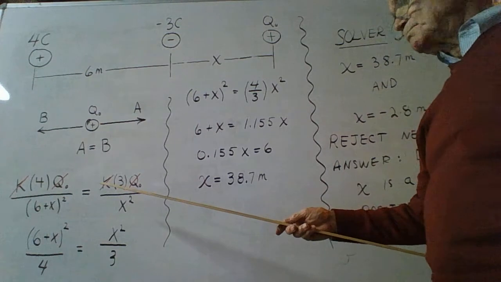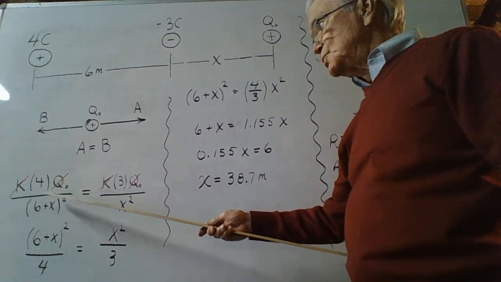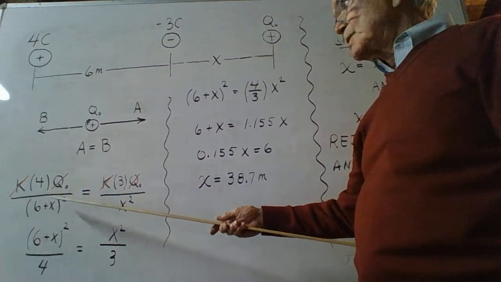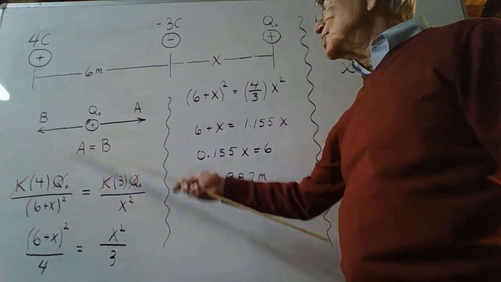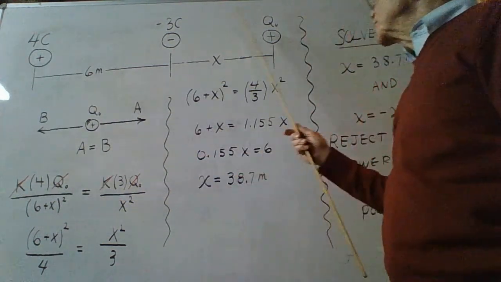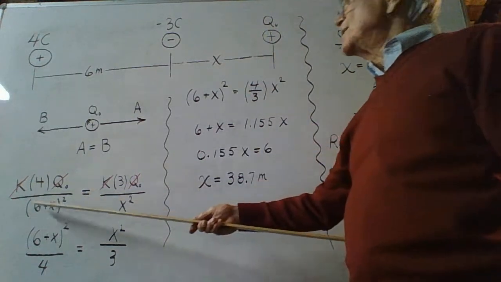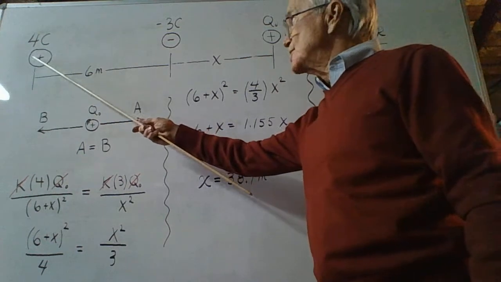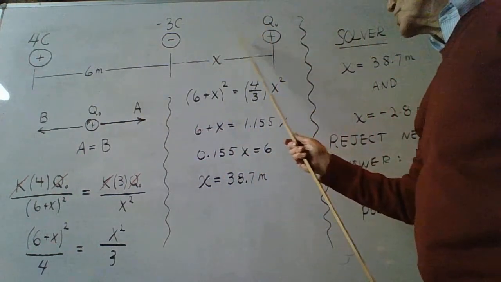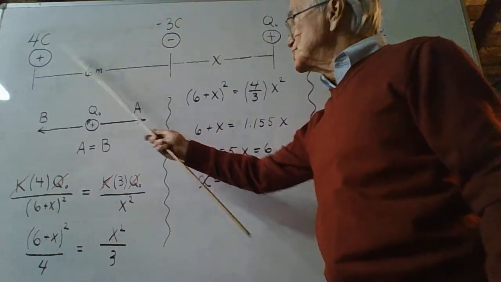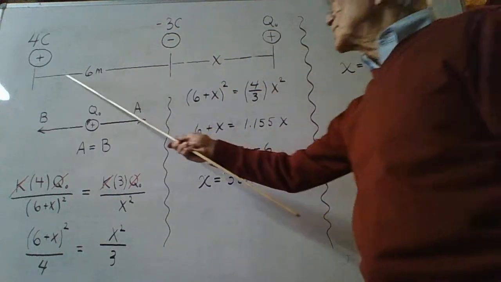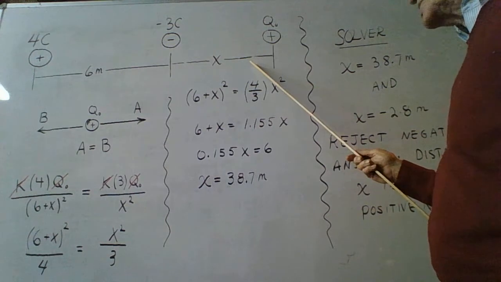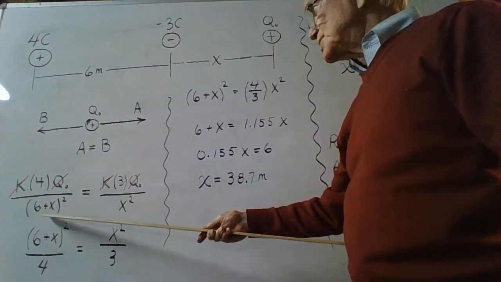So the force law is KQQ over R squared, KQQ over distance squared. There's your K, there's your Q, here's your other Q naught. And then the denominator is the distance squared between this charge and that charge. The total distance between this charge and that charge is 6, plus whatever x is, our unknown distance x. 6 plus x, then square it.